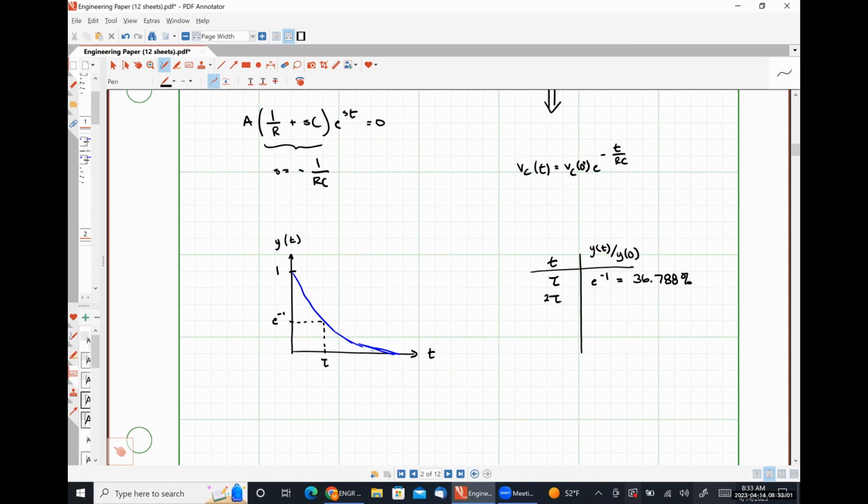So 2 time constants will be how long it takes for our signal to decay to e to the -2 times its original value. Or 13.534%.